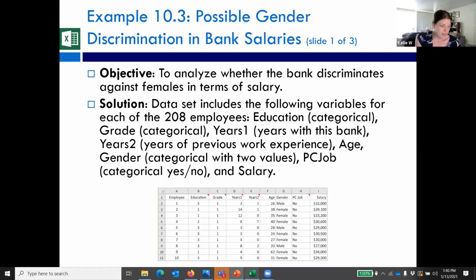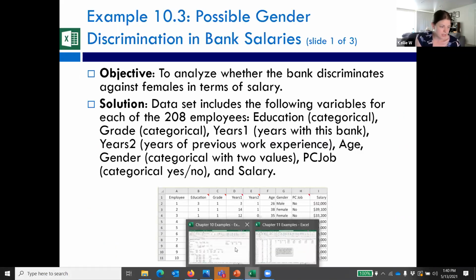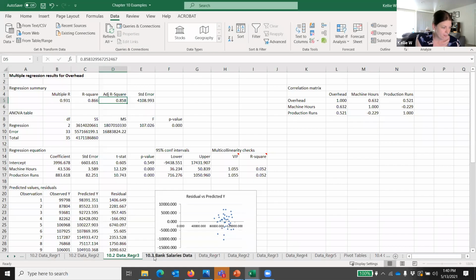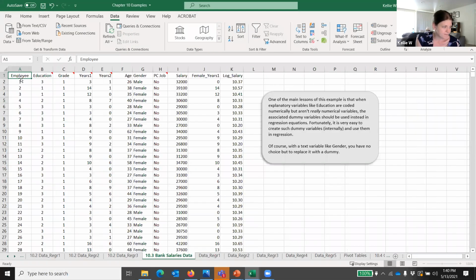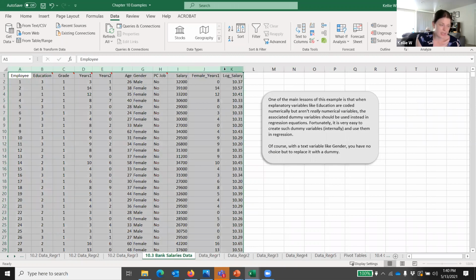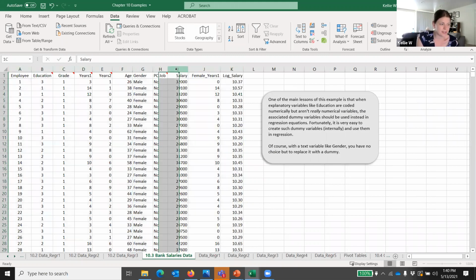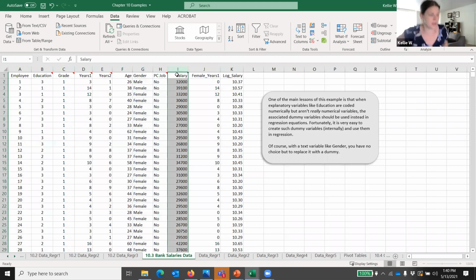Okay, so we are going to look at an example using gender to predict salary. So we have all this data. This looks a lot more like the kind of data that you guys are going to be working with, especially when you do your final project. You're going to have some categorical values, you're going to have some numerical values, all kinds of things going on.